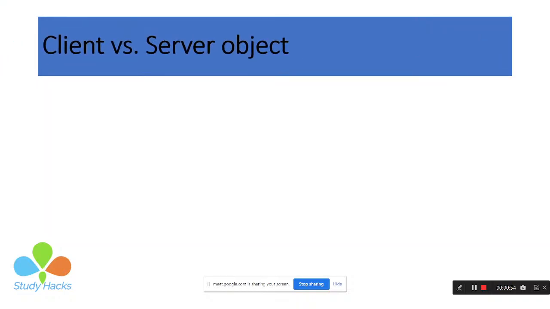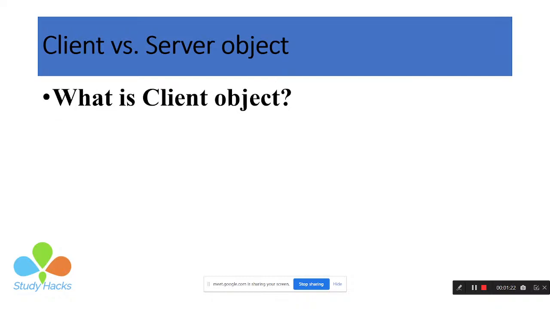Today, first of all, I will mainly discuss the client and server object. This is the very main part of the Google Earth Engine platform. Google Earth Engine is a totally cloud based platform, and that's why when you want to write your code, you also need to write some server object functions. Okay, first of all, what is the client object?